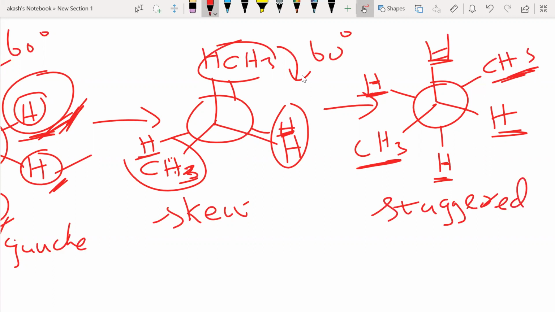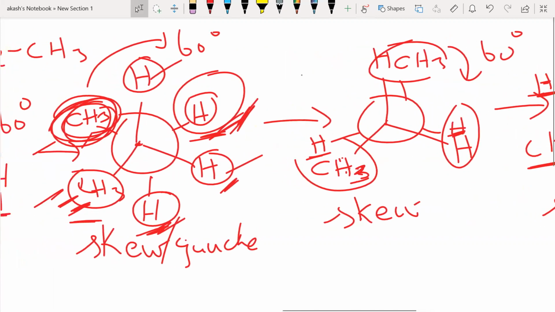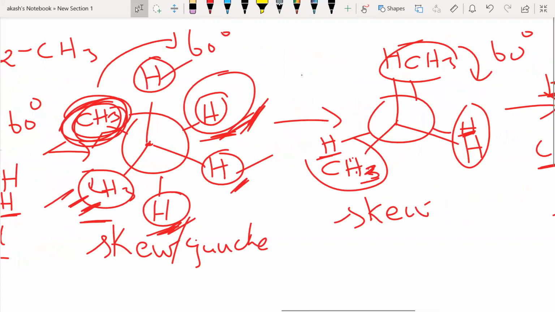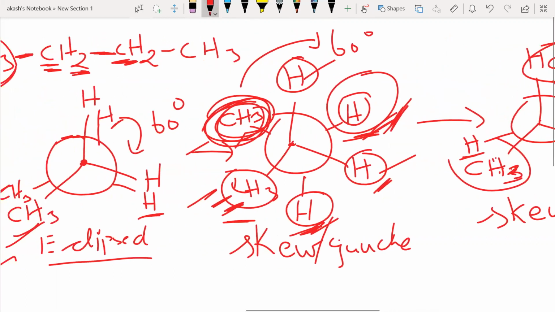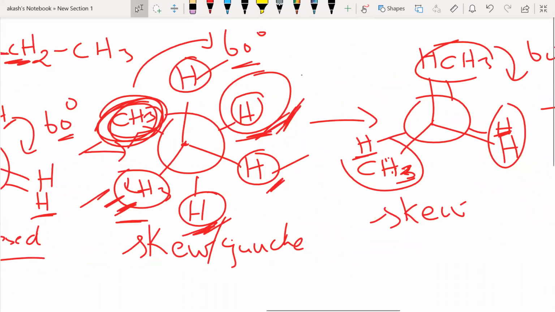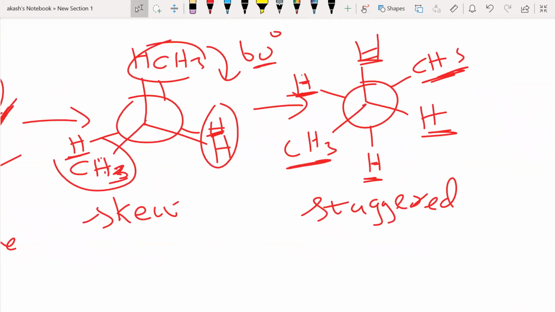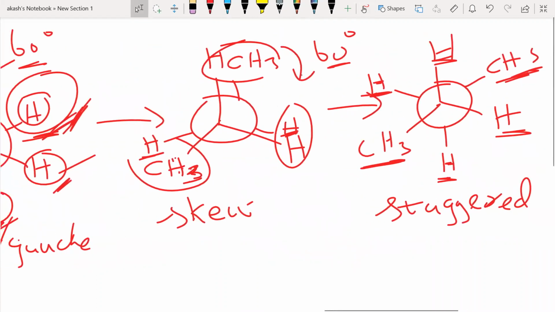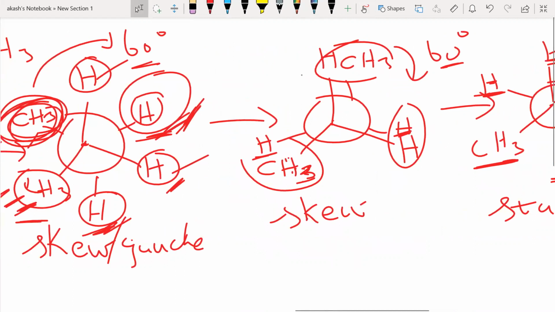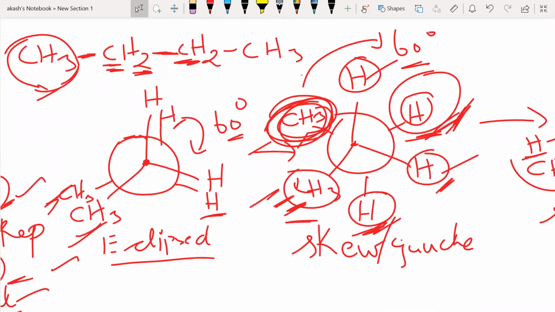Now you see how many 60-degree rotations we require to get from eclipsed to staggered. First 60 degrees, second 60 degrees, third 60 degrees, then only you are getting the staggered conformation. And you can see the differences between all these structures. If you practice, it's pretty easy, guys. When I say 60 degrees, you may be a little confused, but you don't have to worry.